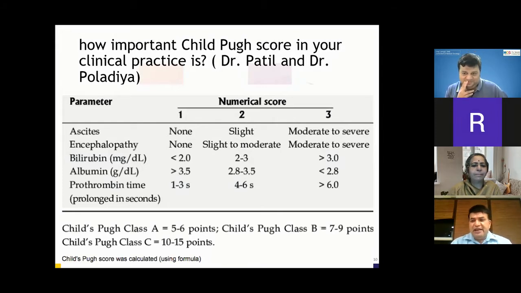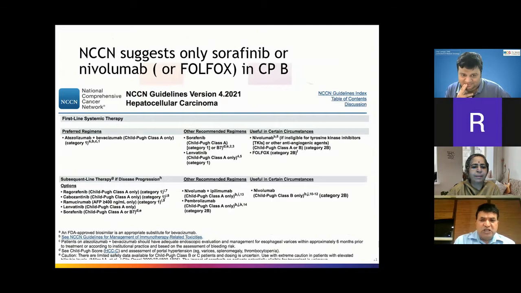Because this is a daily thing. And why I'm asking this question is that if you see in the NCCN guidelines, if you have Child Pugh B, the only thing in the first line which is approved is sorafenib or nivolumab. Of course, FOLFOX is always there, but sorafenib or nivolumab.